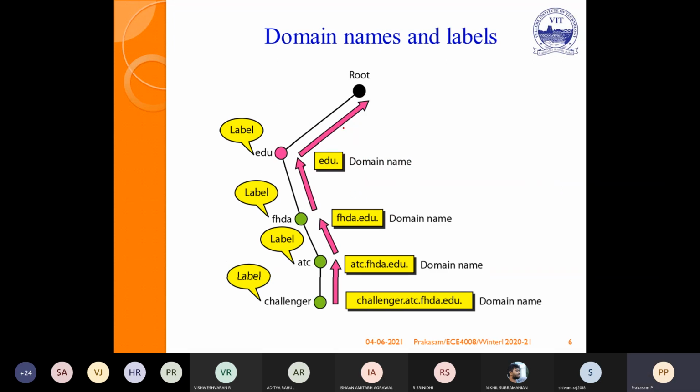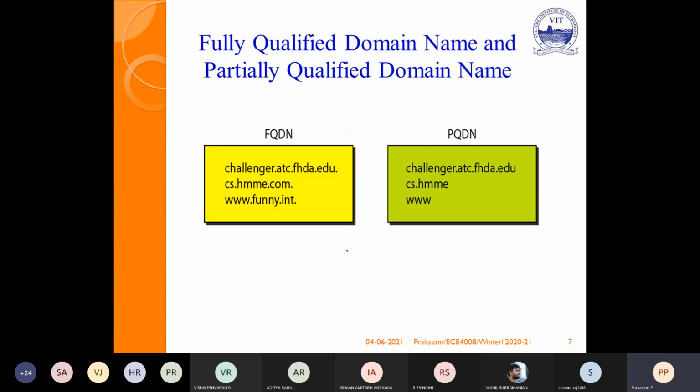Yeah, the same thing I told you. It will start from root. First it will go to edu, then FHDA, ATC, then Challenger, then combine all these things. Then it will give the domain name. So next, this is very, very important.